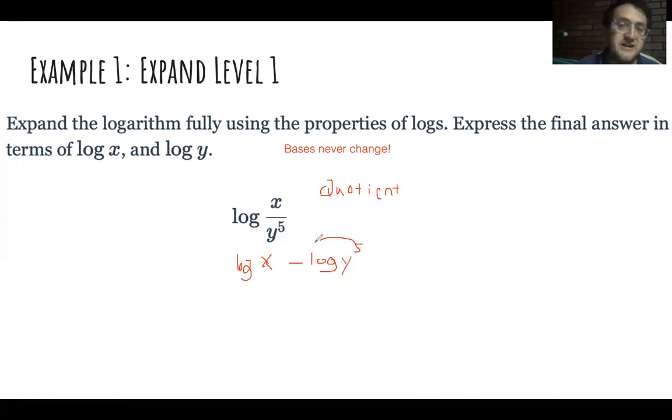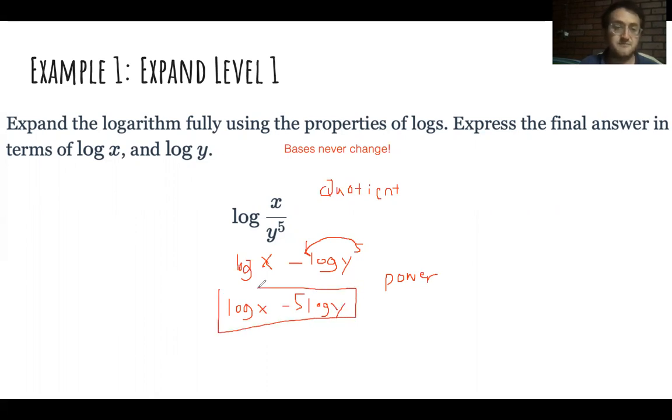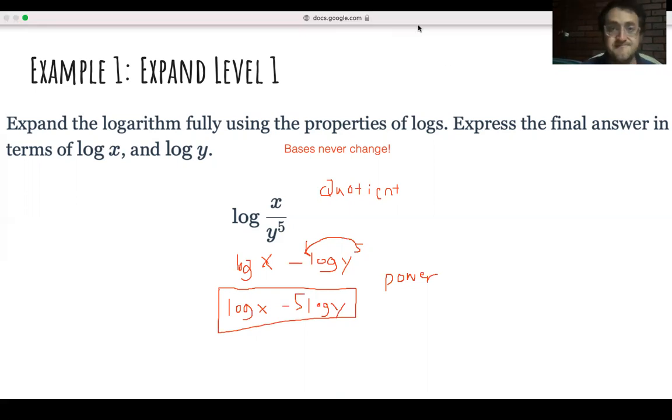And then we do like to use our power rule to get the power in front of the logarithm. So we're going to call this log of x minus 5 log of y, making the logarithm successfully expanded. And it meets the requirements. It says express your answer in terms of log x and log y. And we have done that successfully.